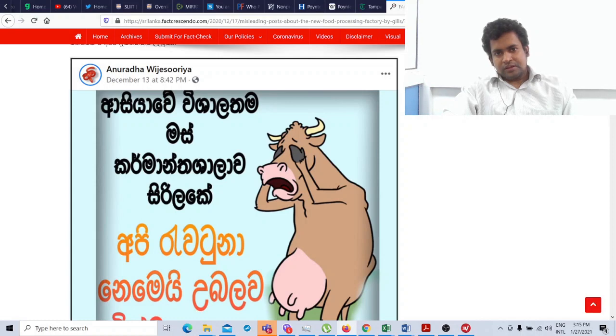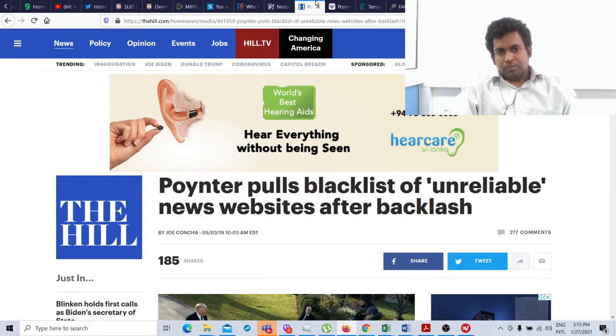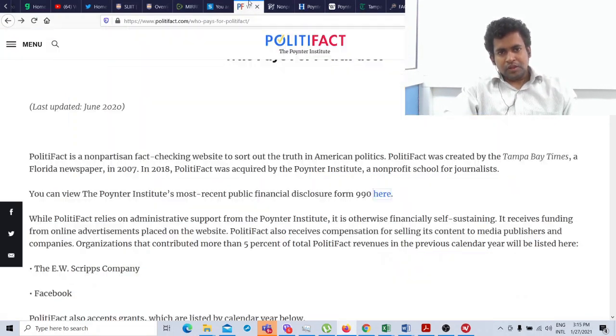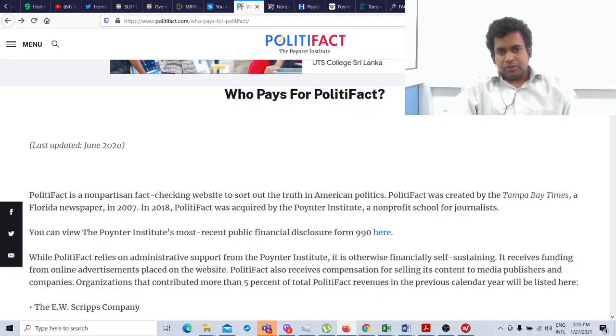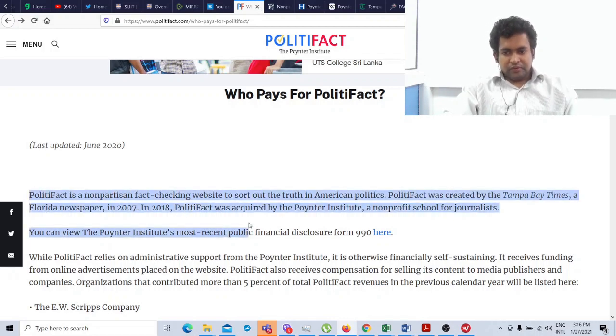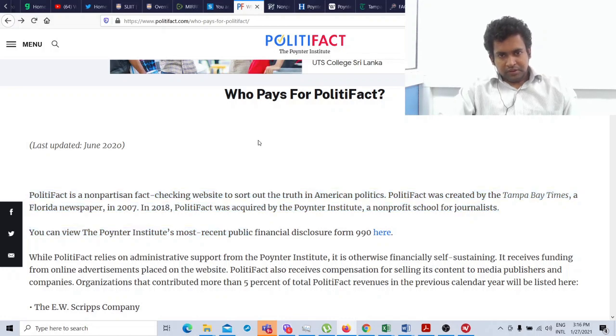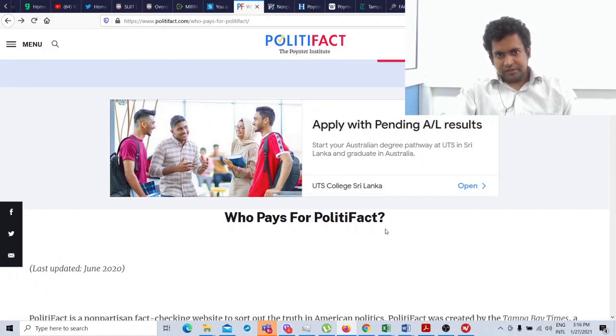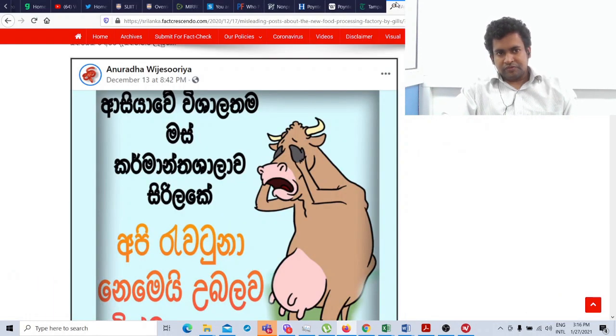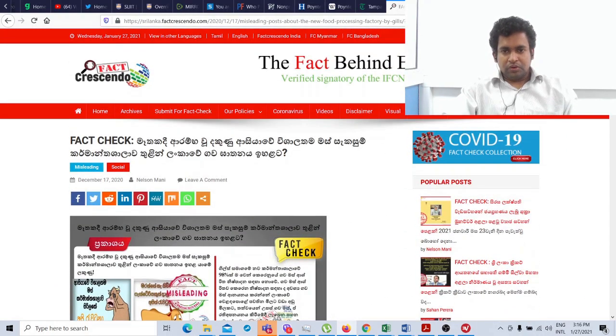And if you look at an example, one might say, okay, let's look at another example, a more global fact-checking organization called Politifact. There are multiple fact-checking organizations, and Politifact is one of them. And they also claim that they are non-partisan, and all the keywords are there. And in the About Us page, they have a page called Who Pays for Politifact. At least they have such a page, but Factcrescendo doesn't have anything like that. So we don't know who's funding these people, right?